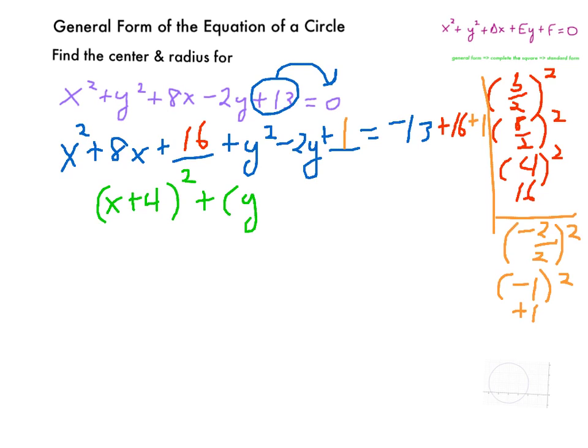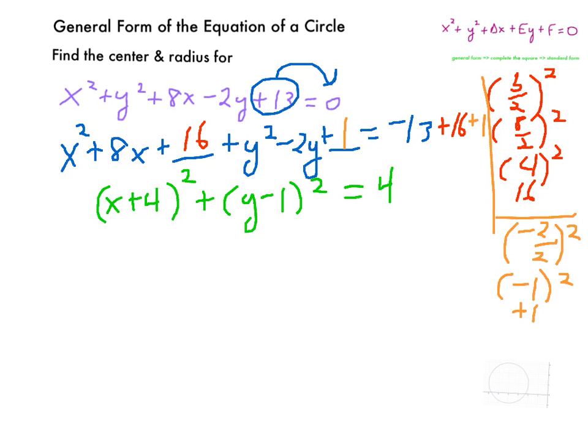For the y's, well, let's see. We have 1 and -2, so -1 times -1 is 1, and -1 plus -1 is -2, so that's what we want right there. Let's add up this other side here. We have 16 minus 13 is 3. 3 plus 1 is 4.